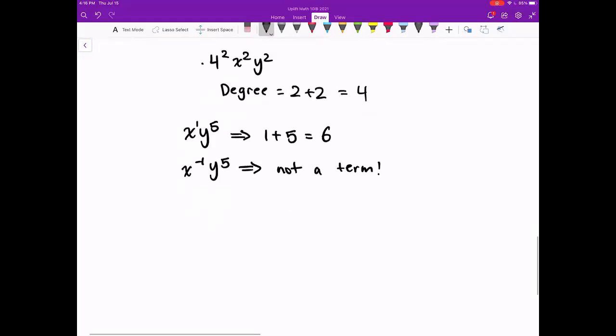What about x to the power of 3 times y to the power of 2 times z to the power of 5? 10. Yes, good job.